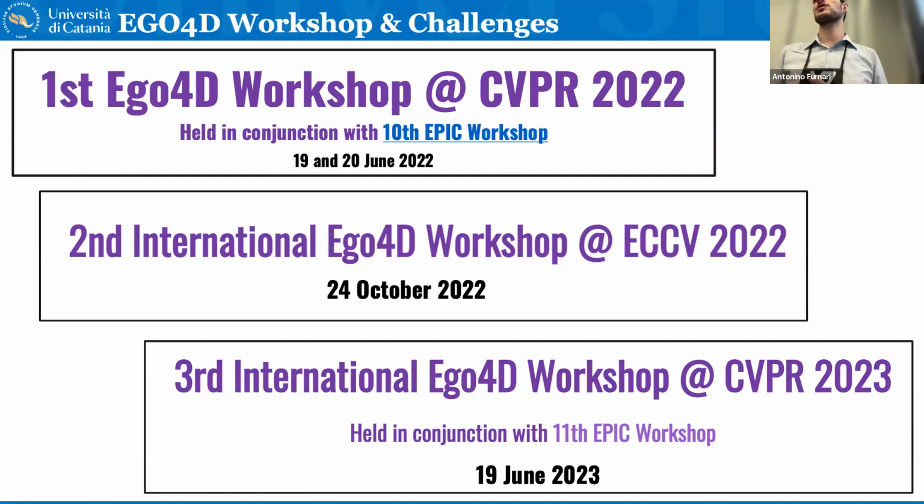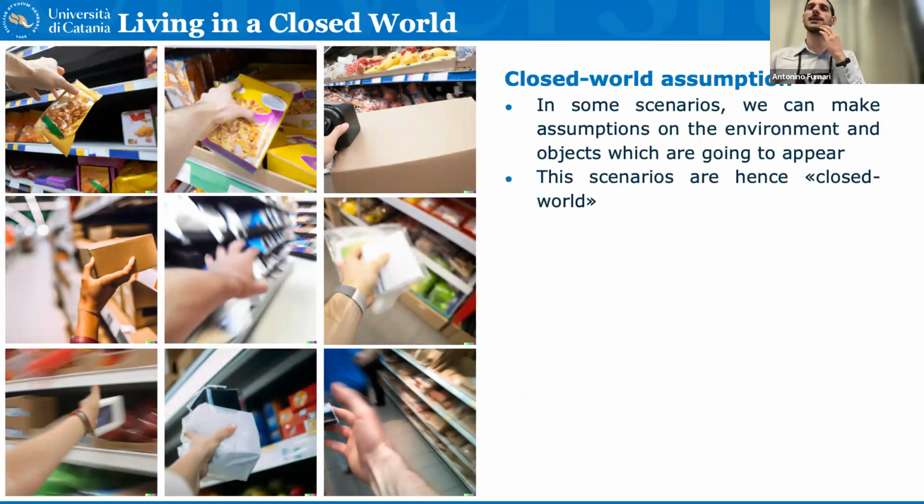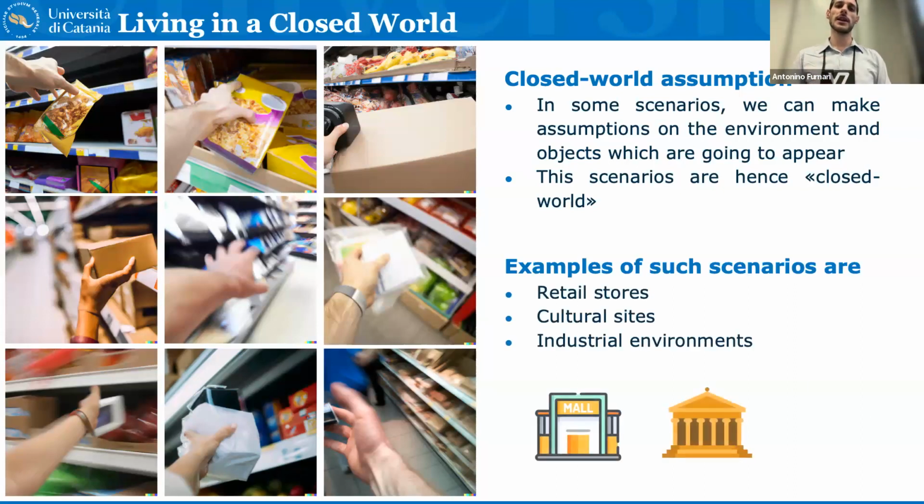But these efforts aim to work towards fundamental tasks. In most applications, you also should focus on the specific domain in which you're working. In many applications, and I think retail is maybe one of these fields, you can make a closed-world assumption. So you can make assumptions on which objects are going to appear in the scene, and maybe you can create a taxonomy of things you are interested in, which changes depending on the domain. Examples of these scenarios that we have been interested in as a lab are retail stores, cultural sites, and industrial environments.